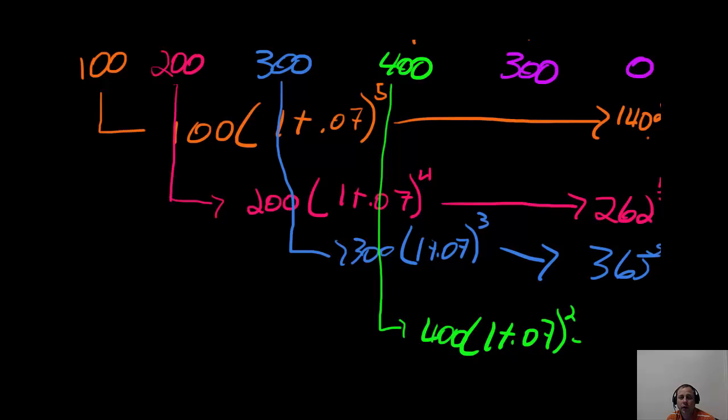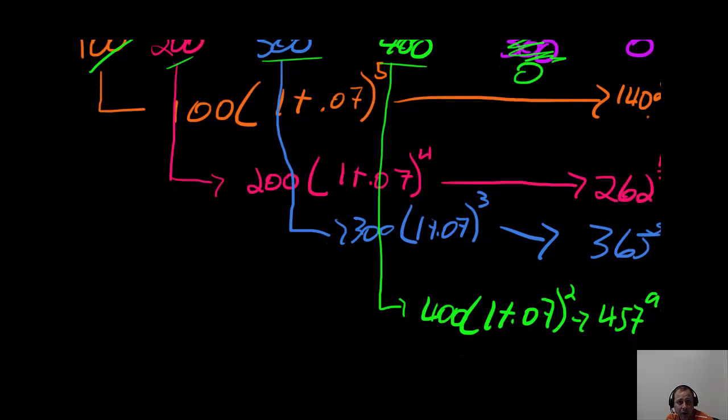Squared, and that's going to give us 1.07 squared times our 400, which is going to be 457.96. We would do the same thing for 300 here, but let's just scratch this out for now. Let's just pretend that that's a 0, and that'll be 0 when we calculate that out. So now we have 1, 2, 3, 4 different payments that we have calculated.